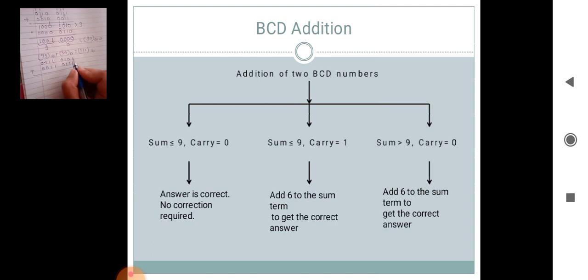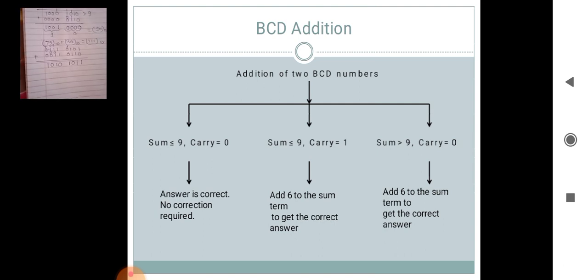So we'll add it. 1 plus 0 is 1, 0 plus 1 is 1, 1 plus 1 sum 0 carry 1, 1 plus 0 is 1, 1 plus 1 sum 0 carry 1, 1 plus 1 sum 0 carry 1, 0 plus 1 is 1, 1 plus 1 sum 0 carry 1, 0 plus 0 is 0, 1 plus 0 is 1. Now we can see in both sides the results are greater than 9. So we have to add 6 to both sides. This is also greater than 9. This is also greater than 9. So we'll add 6 in both sides.